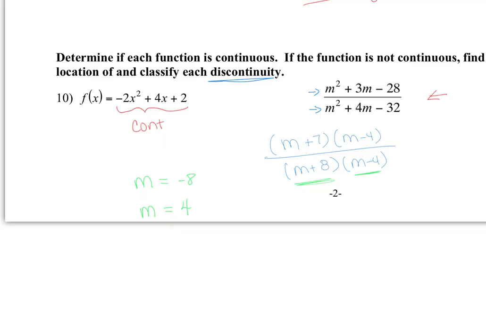And so now you have to determine what type of problem. For the m minus 4, you could cancel it out. So that is a removable discontinuity, or we can also call it a point discontinuity. It'll look like just a hole in the graph. For the m plus 8, or where the negative 8 is, you cannot get rid of that. And so that is going to be an infinite discontinuity.